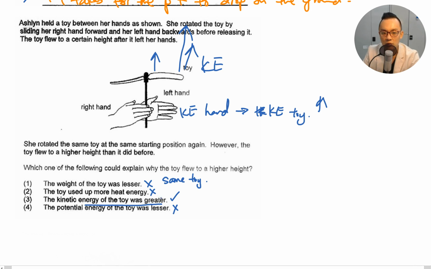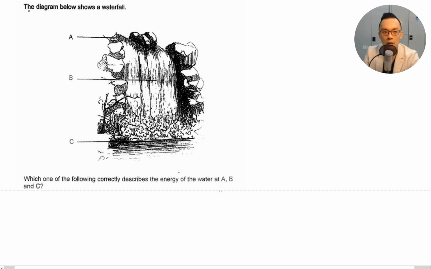So kinetic energy of the toy was greater is the correct answer, because the kinetic energy of your hands are also higher. The diagram below shows a waterfall. Which one of the following correctly describes the energy of the water at A, B, and C? So energy of the water at A, B, and C, even without looking at it, right? It should be maximum PE, all right, potential energy. At the bottom will be maximum KE, all right, in the middle is half-half.